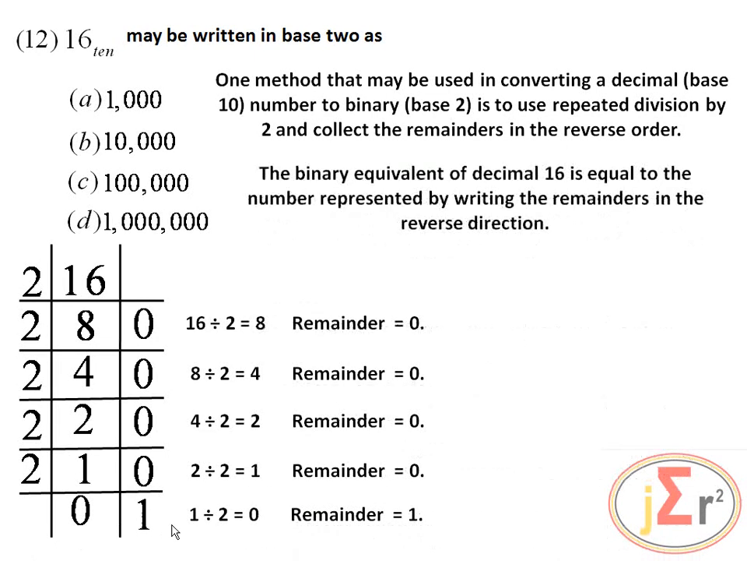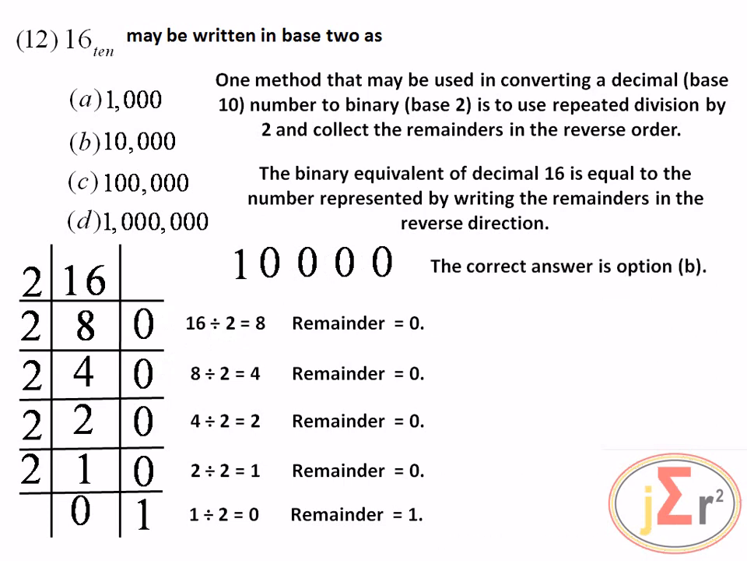What do we do next? The binary equivalent of decimal 16 is equal to the number represented by writing the remainders in the reverse order. So let us do that. So that goes first, of course, reverse order. And by the time we are through, we have the binary equivalent of 16 decimal, or 16 base 10.